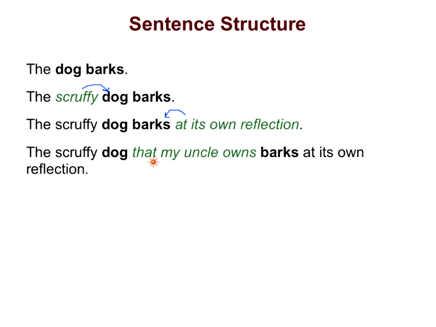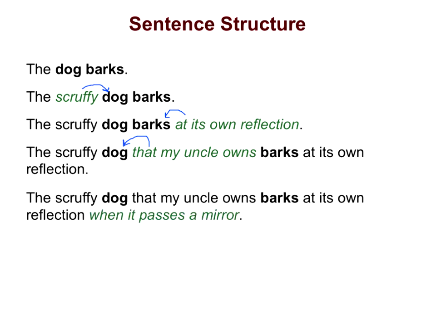If there was only one dog sitting in front of us and I just wanted to tell you, by the way, my uncle happens to own this dog, I would write the sentence as, the scruffy dog, comma, which my uncle owns, by the way, comma, barks at its own reflection. Okay, so both of those, the which or the that, they're both introducing noun modifiers. In this case, talking about the dog. All right, good. What about this guy?